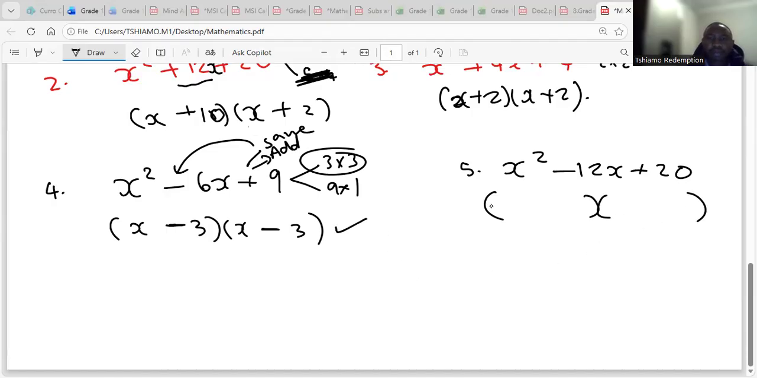Okay, and then let's try this one again. Factors of 20 that will give me a 12. We did it as 10 and 2. Only difference is now the signs must be the same, but we use the sign of the middle term, so inside your brackets will have a negative and a negative. Now let's do this one quickly and then I will be done.